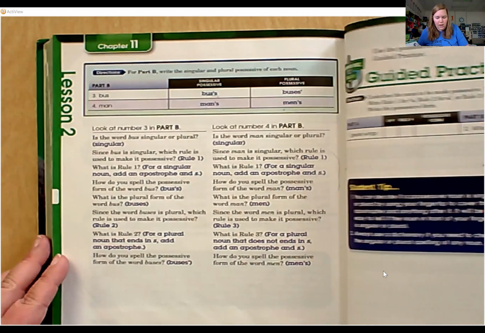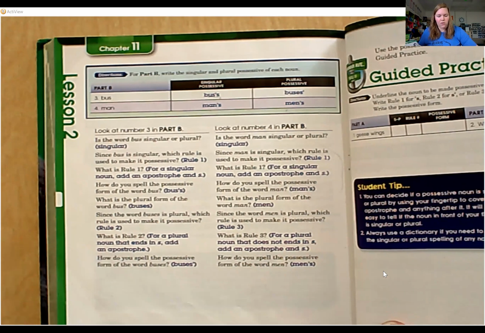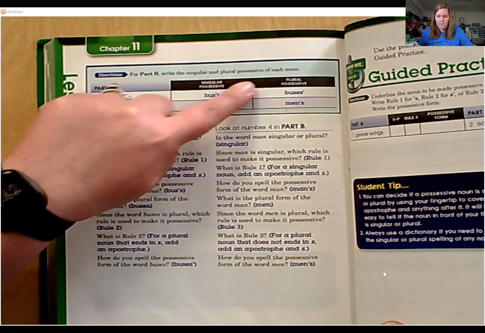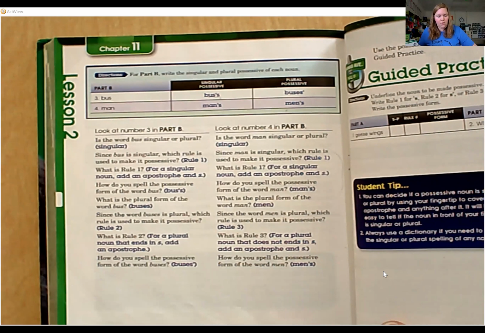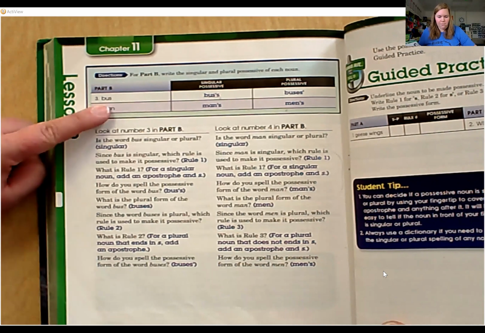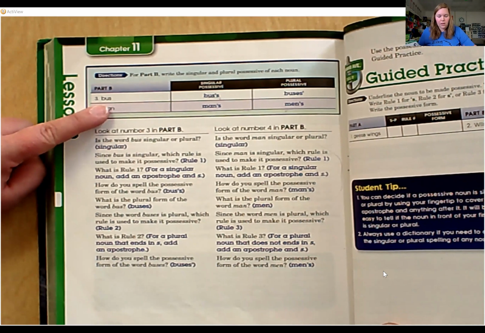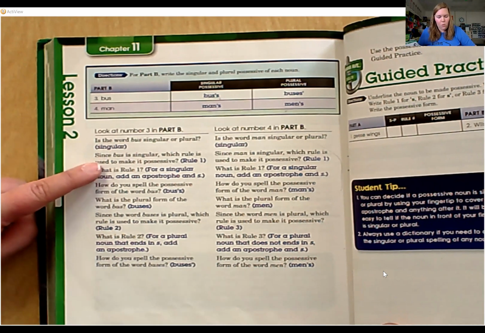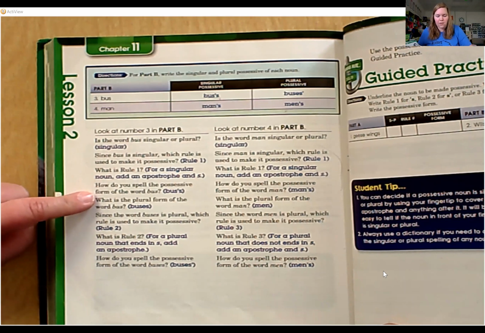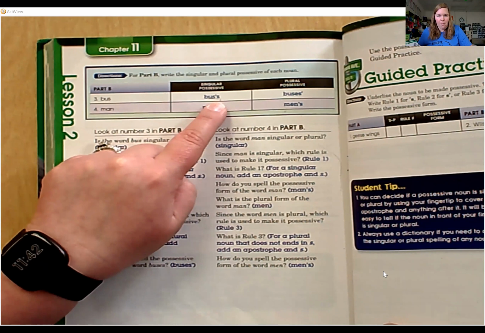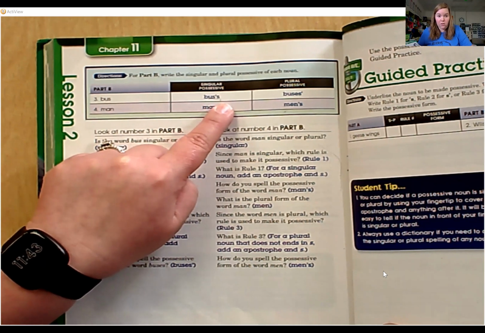You might also see a chart like this. It just wants you to write the singular and plural possessive of each noun. Okay, so they give you just one word, bus. Okay, is bus singular or plural? Singular, right? So since bus is singular, which rule is used to make it possessive? Rule 1. Rule 1 says for a singular noun, add an apostrophe and S. So to spell the possessive form of bus, B-U-S apostrophe S. Add apostrophe S to bus.